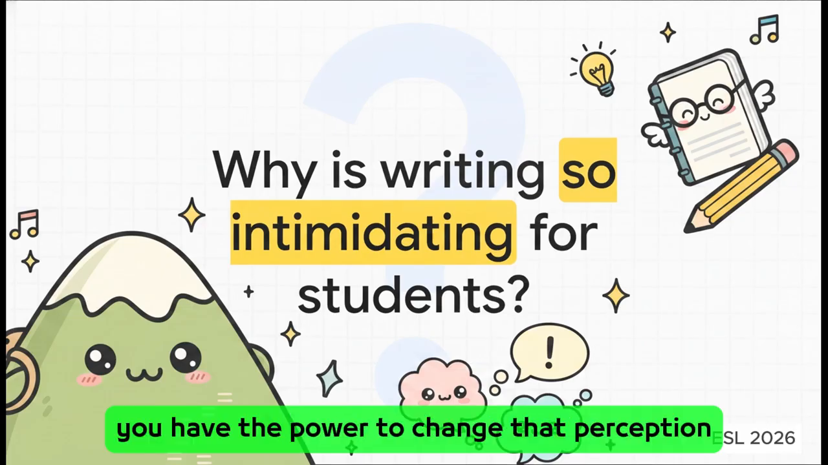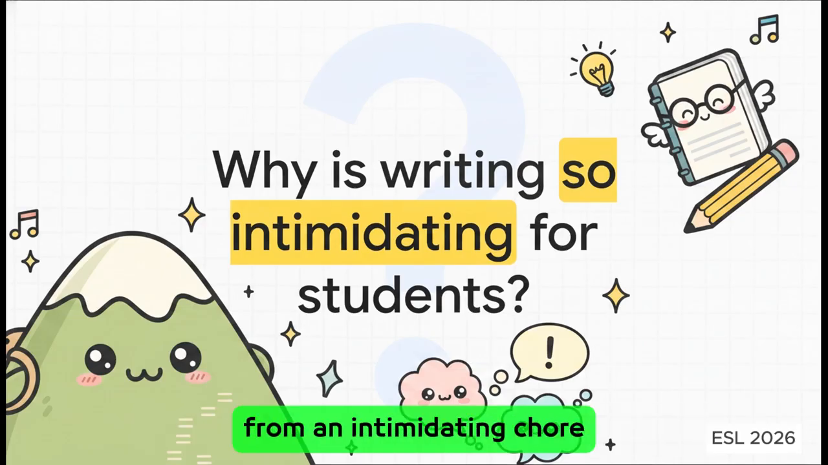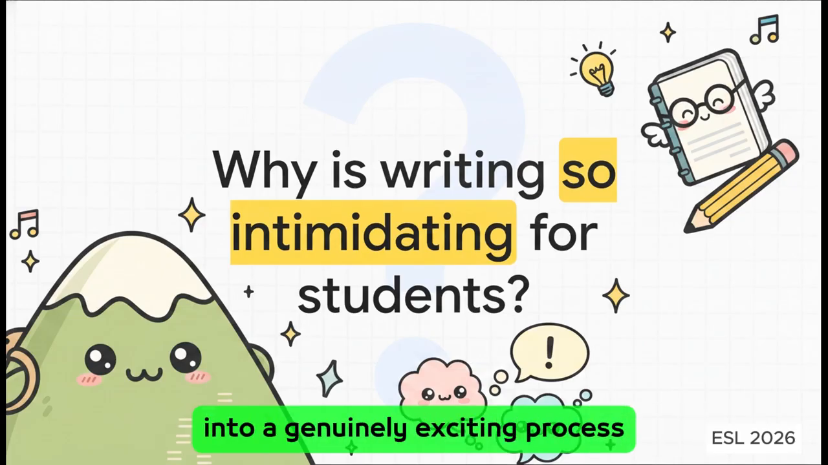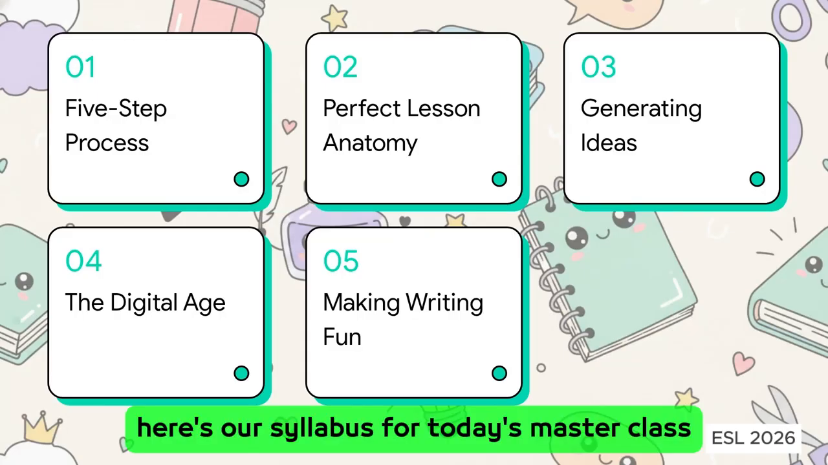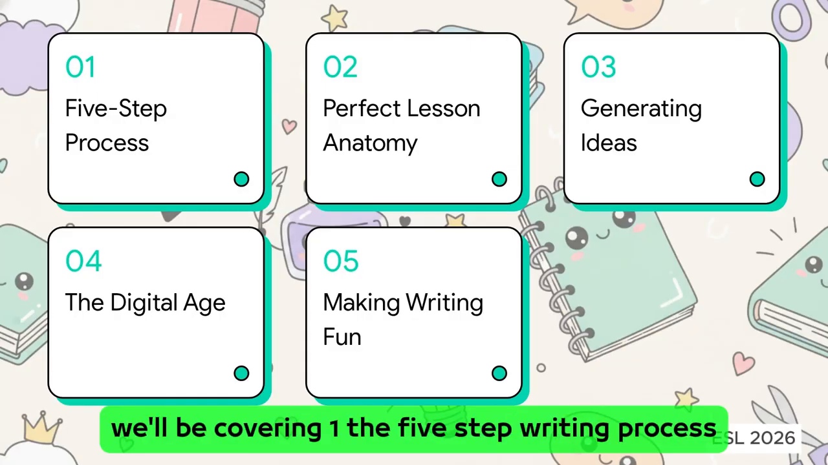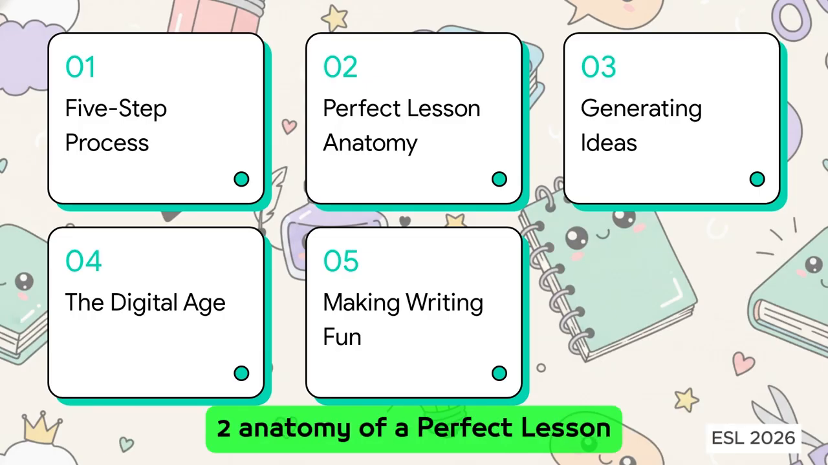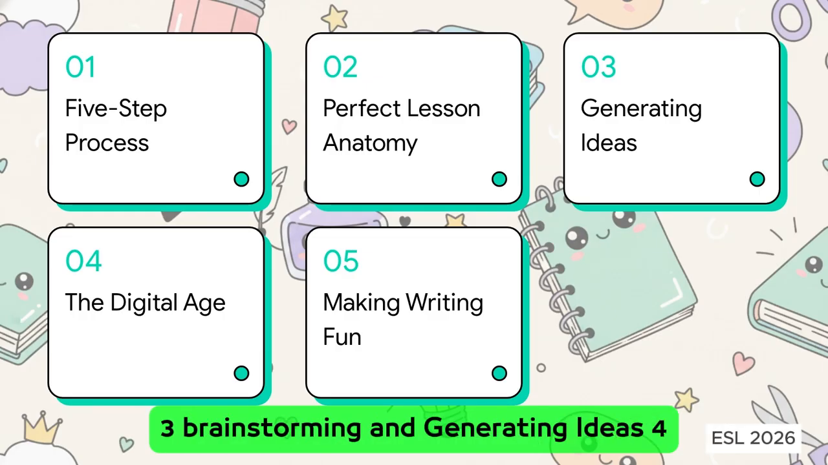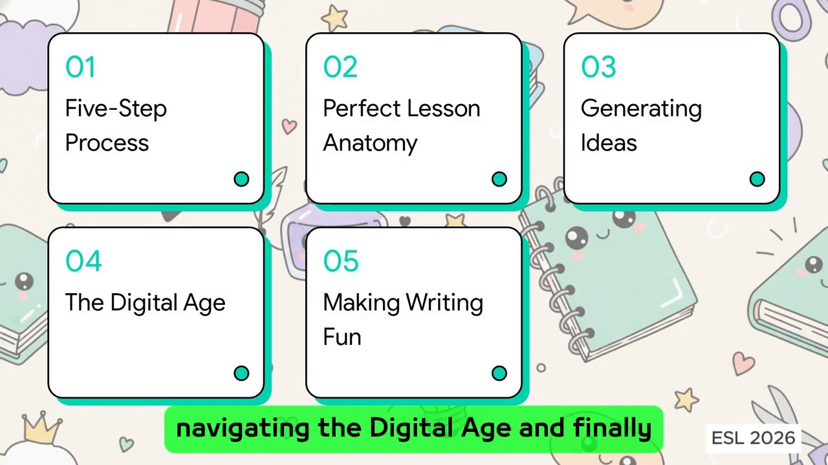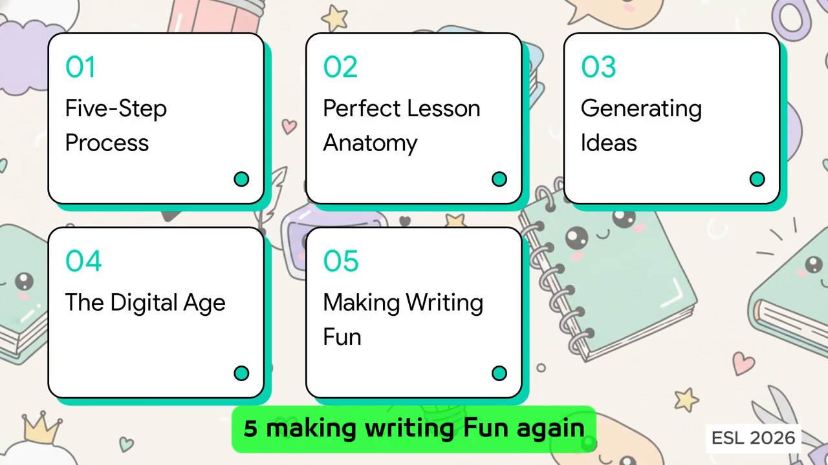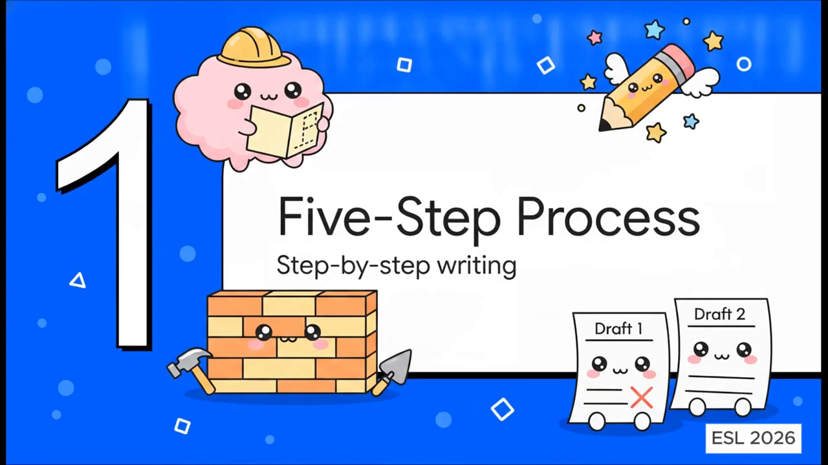But as their guide, you have the power to change that perception from an intimidating chore into a genuinely exciting process. Here's our syllabus for today's masterclass. We'll be covering 1. The 5-step writing process, 2. Anatomy of a perfect lesson, 3. Brainstorming and generating ideas, 4. Navigating the digital age, and finally, 5. Making writing fun again.